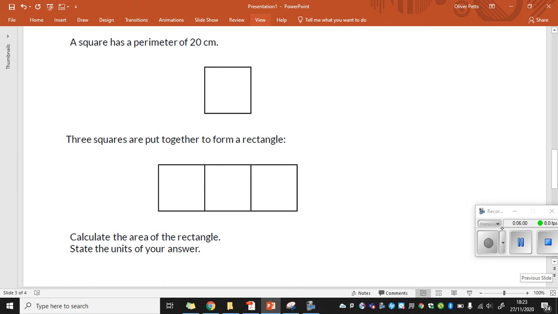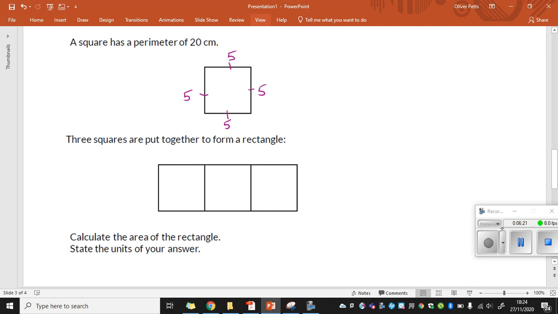A square has a perimeter of 20 centimeters. So be mindful, perimeter is the outline of the shape, and because it's a square, that means that all four sides are going to be the same. So if I want all four sides to be the same and for them to add up to make 20, that means that each side has got to be 5 centimeters.